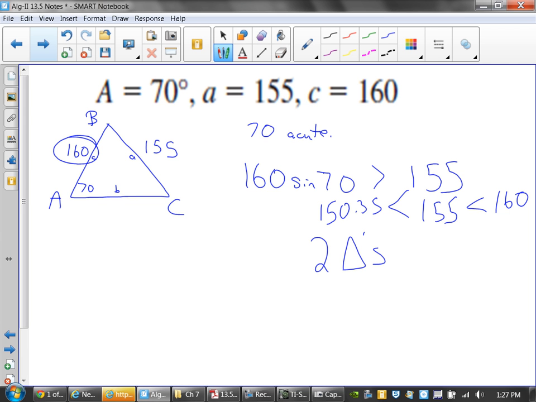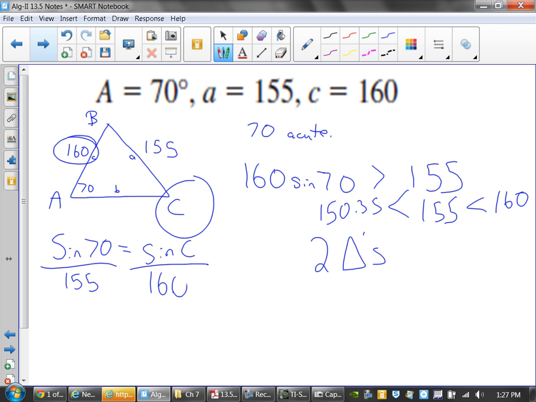Okay? That's what it looks like. So again, when I set this up to do law of sines to start with, I'm going to try and solve out for angle C because I know the side opposite it. Okay? Sine 70 is to 155 as the sine of C is to 160.